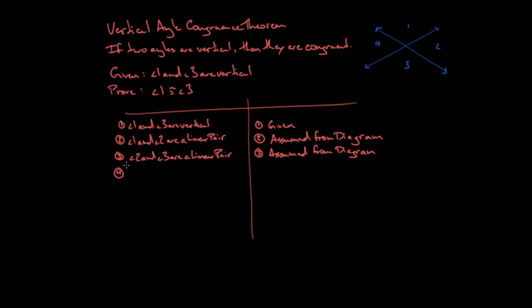that angle 1 and angle 2, if they're a linear pair, that they will then be supplementary. And that's what the linear pair postulate says. So I'll just say that angle 1 is supplementary to angle 2. That's the linear pair postulate. If two angles are a linear pair, then they are supplementary.